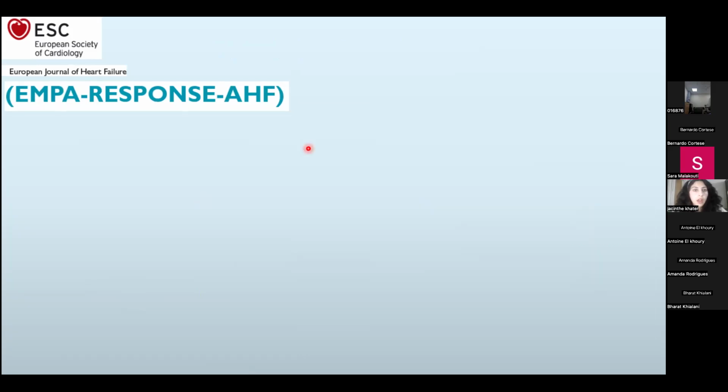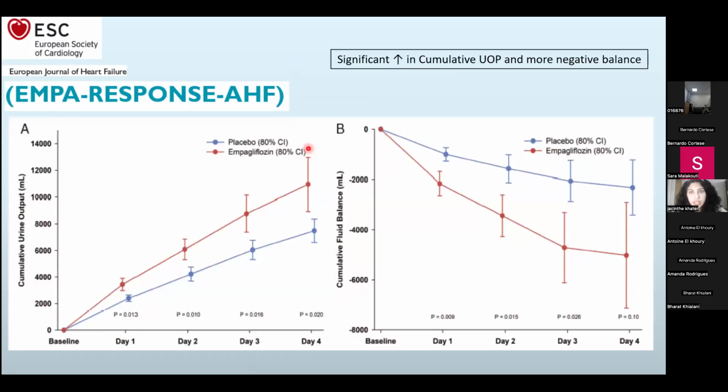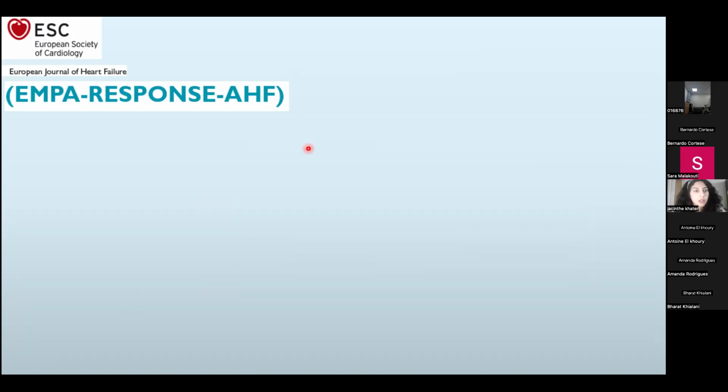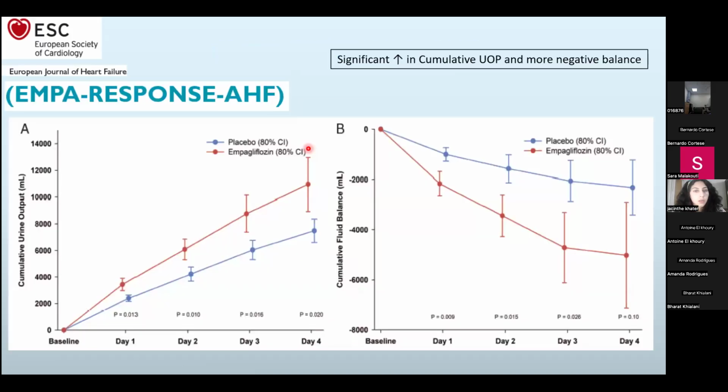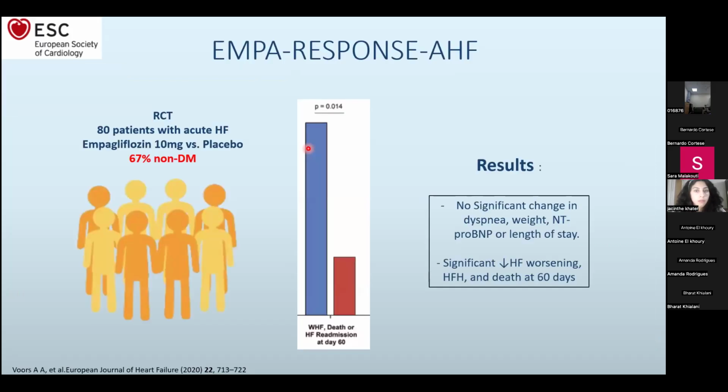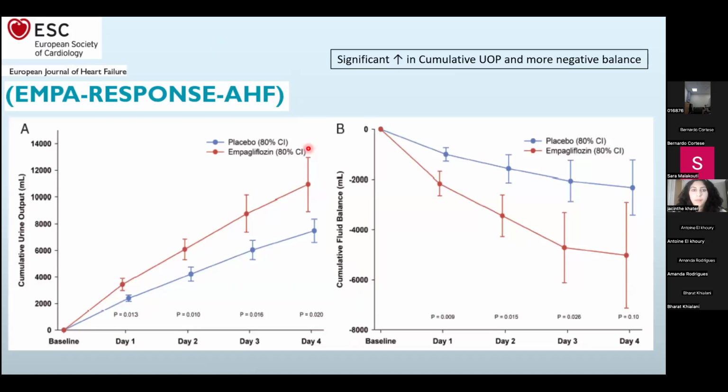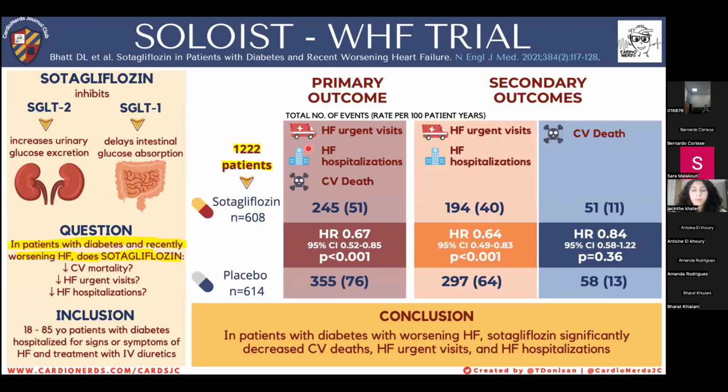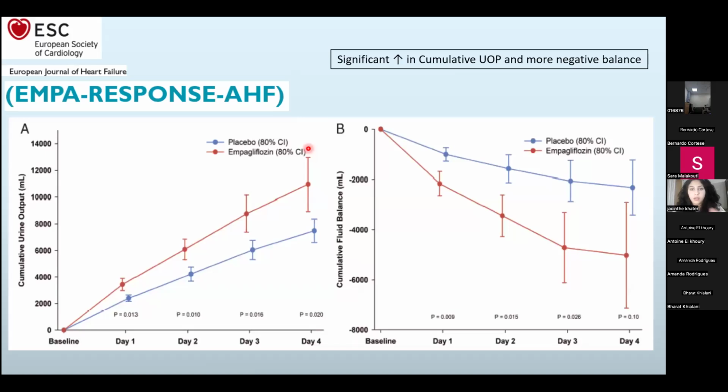Okay. Also, a significant increase in the cumulative urinary output with a more negative balance. What is this study? No, come back. You have to stay on single slides. So what is this? Is it the same study? Yes, this is the same. Okay. EMPA response, acute heart failure. Let's go to the next. Okay, so what is previous? This is the previous one. Describe this slide, please.